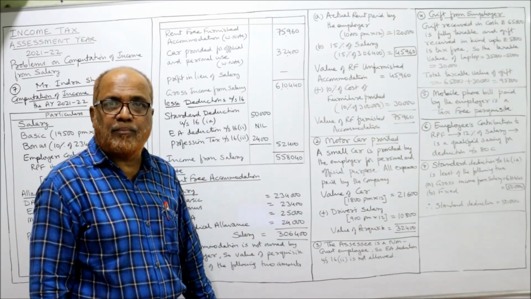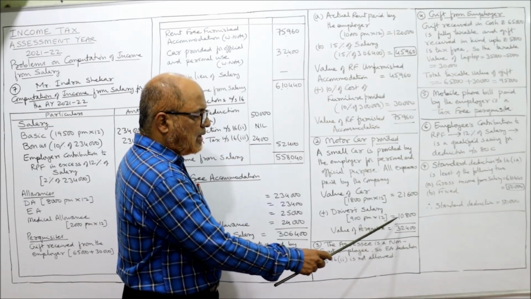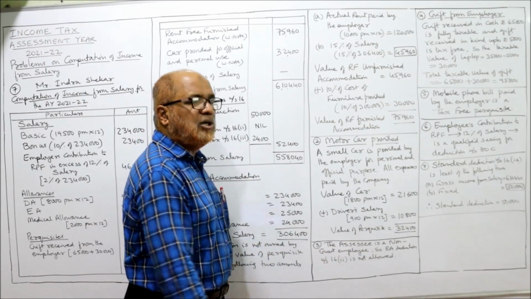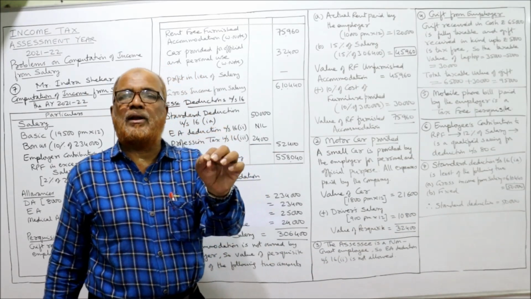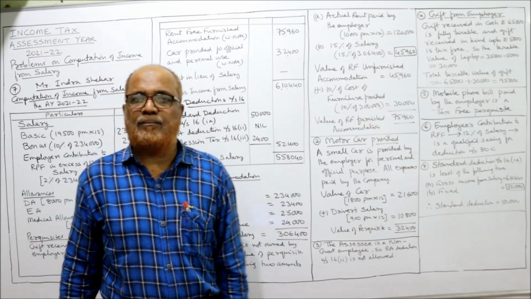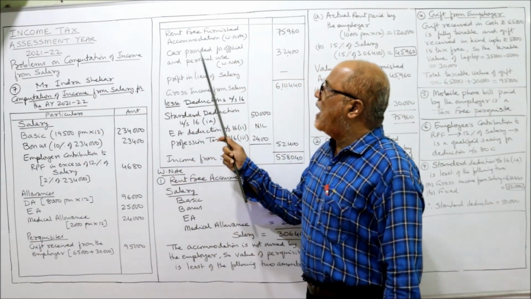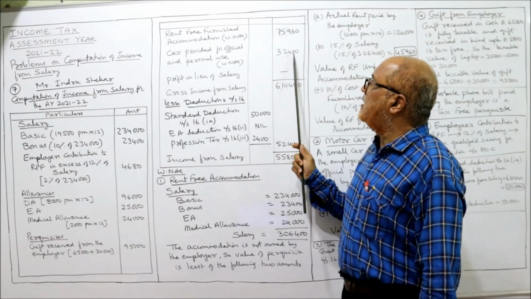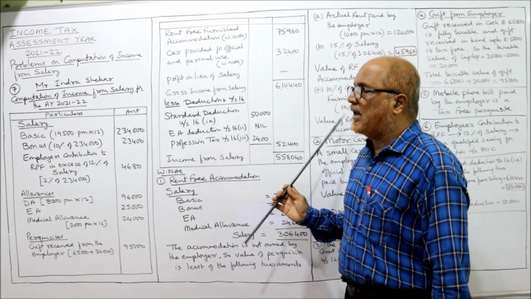It is not given in the problem. 900 per month into 12 is 10,800. Total 32,400 is the value of perquisite of motor car. Car provided for official and personal use, 32,400. In the working note we have calculated.